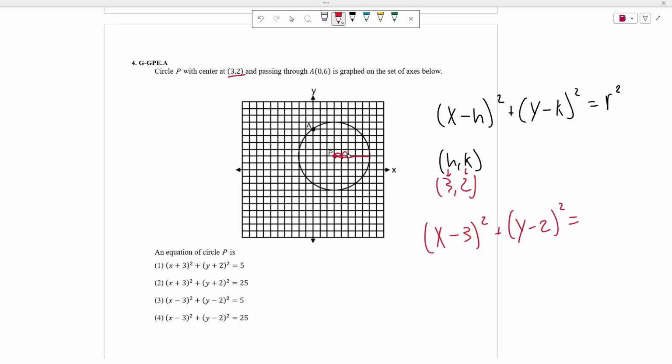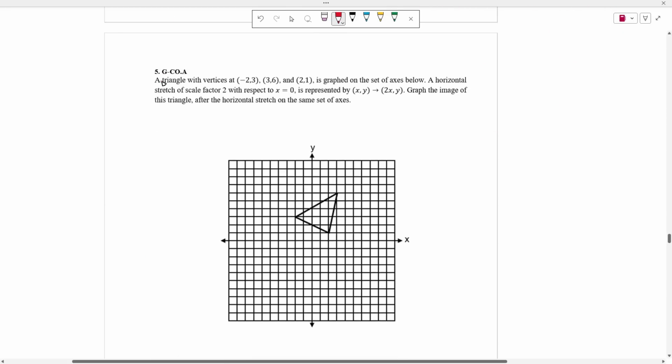I have to go 1, 2, 3, 4, 5 units to the right. So this side here is 5 units long. My radius has to be 5. 5 squared is 25. So now I know that (x - 3)² + (y - 2)² = 25, which is going to be choice 4 here. (x - 3), (y - 2), 25.